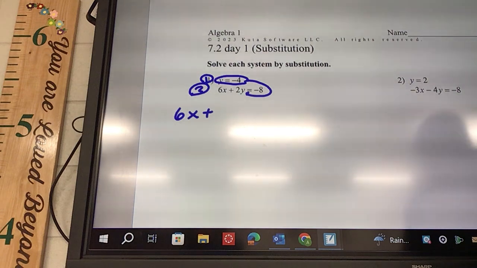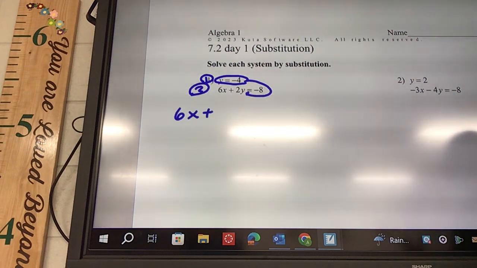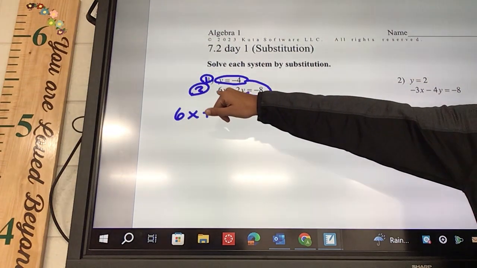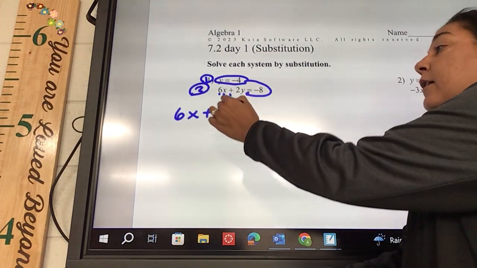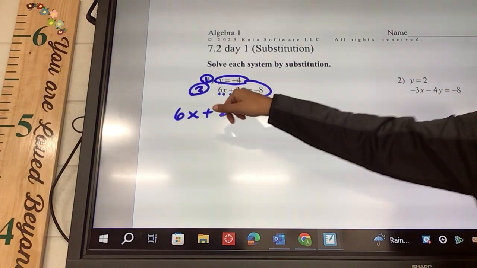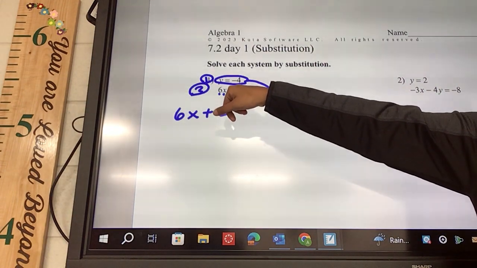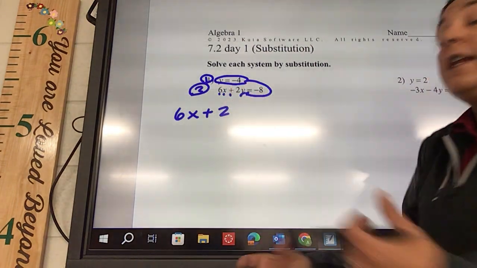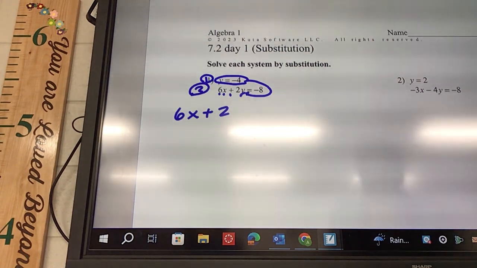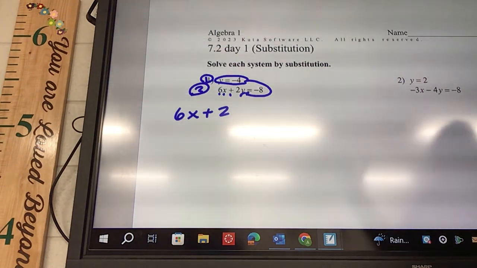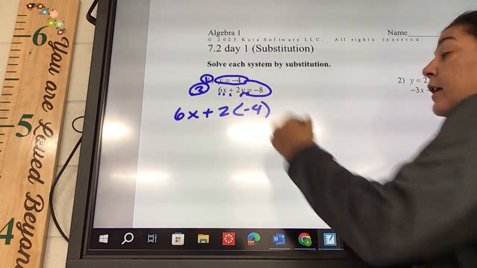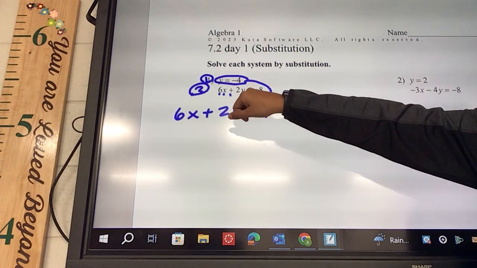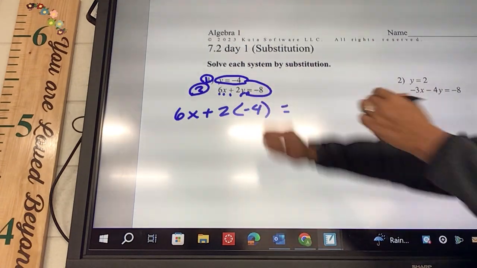Have an awesome morning. Okay, so we have 6x, and I'm just writing this out. 6x plus, which I wrote out, 2. And again, their name is not y anymore. What's their new name? -4. Okay, now, anytime you re-plug in, we need to put parentheses, so we know that there was a change made. Okay, so we're going to say parentheses -4. And again, I'm just following along with this. Equals -8.